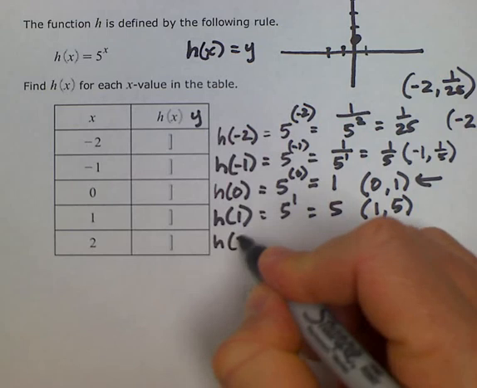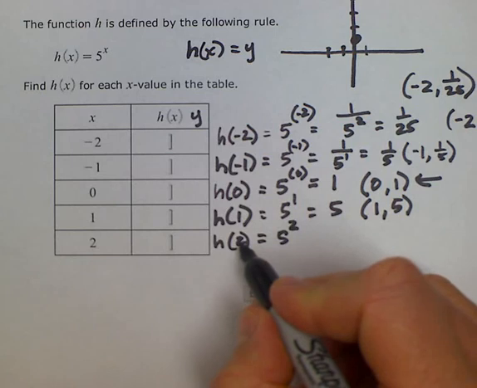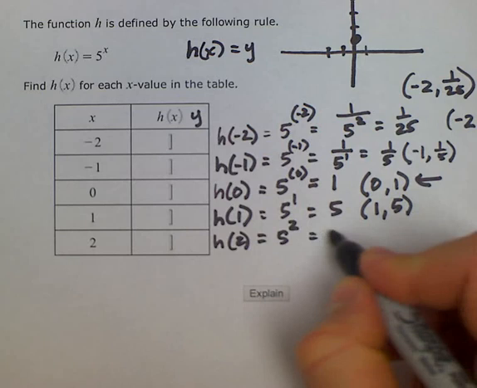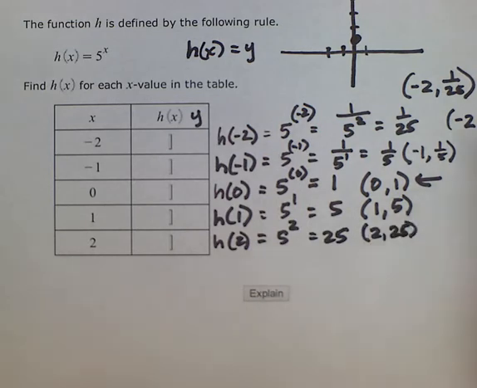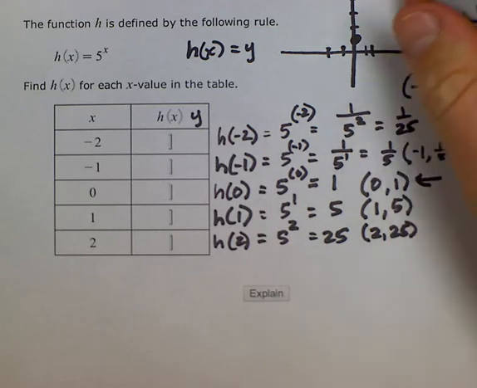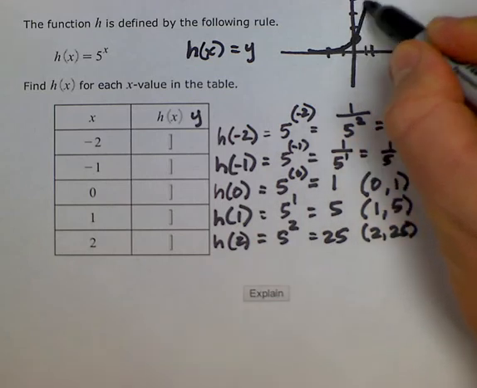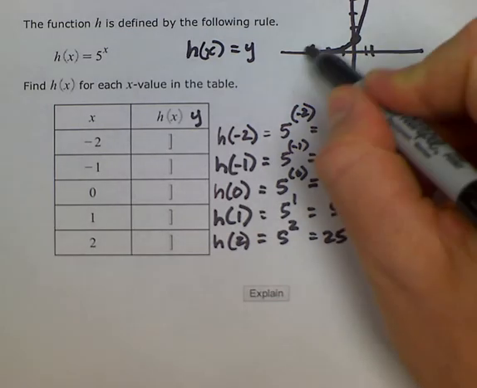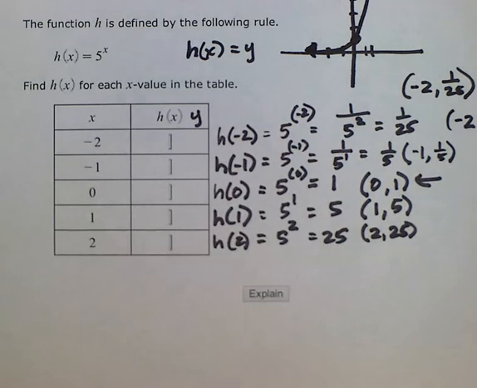And h of 2 then is going to be 5 squared, replacing all of my x values with the value 2. When x is 2, y is going to be equal to 25. So you'd have the point 2, 25. So you go over 1, 2, and up 25, and that would run off the screen, and it would have the basic look of something like this, where you start as close to 0 as possible. You never actually hit the x-axis, and then it represents exponential growth.